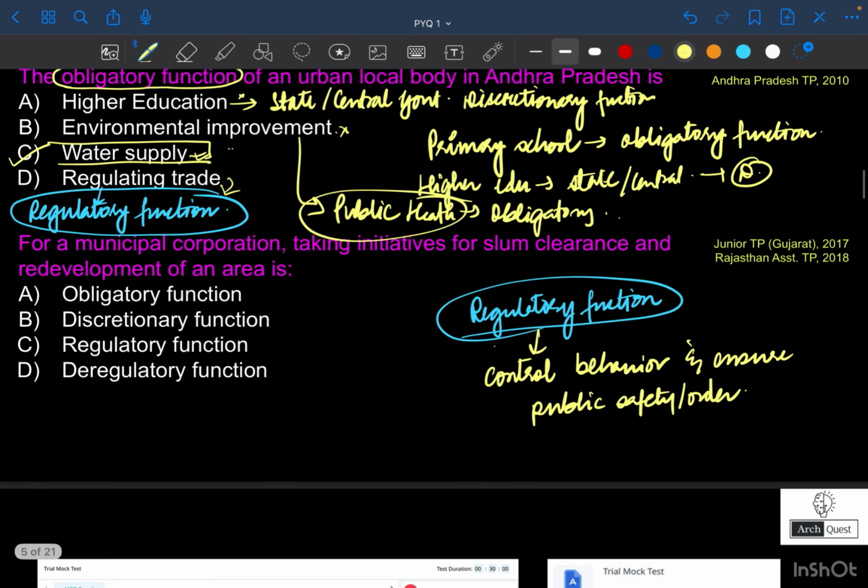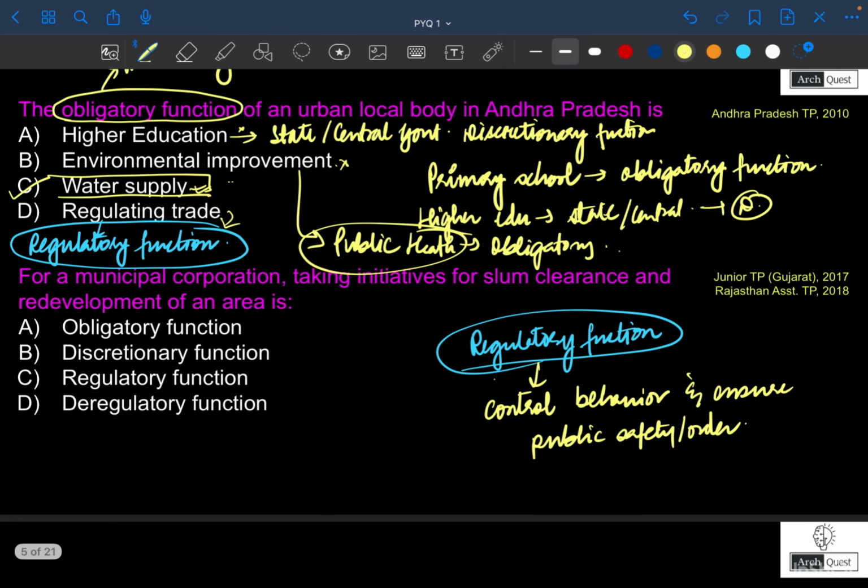Okay. Now let's just look at the second question. It might be clear then. So the second question was asked in Gujarat's town planning exam as well as in Rajasthan's town planning exam. So for a municipal corporation, taking initiatives for slum clearance and redevelopment of an area is what type of function? So again, slum clearance is an optional function. करो तब भी ठीक, नहीं करो, it would be better if you do. अगर नहीं करो तब भी the city would work. It's not going to collapse. So the answer is discretionary.